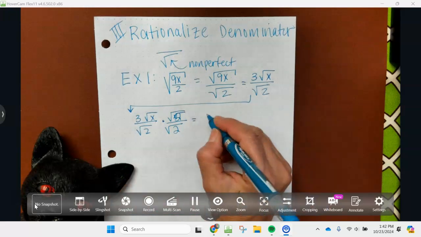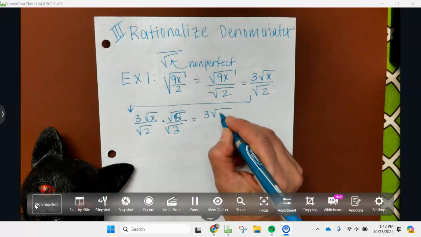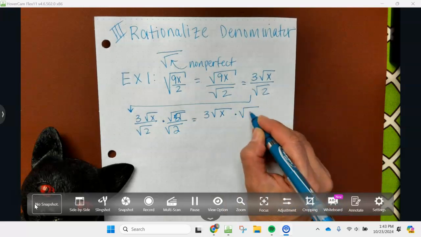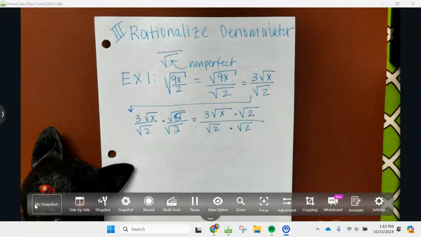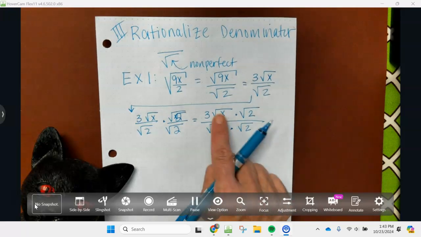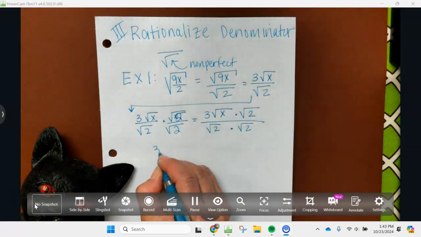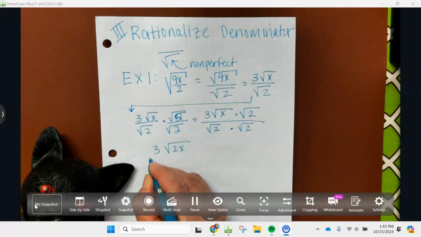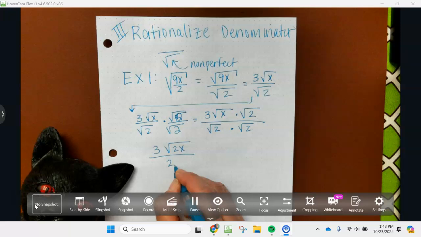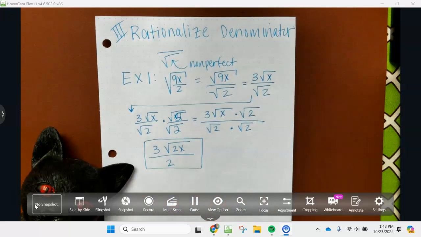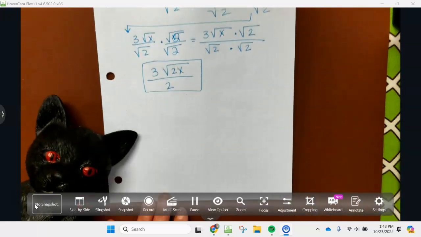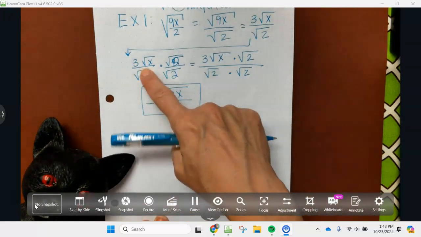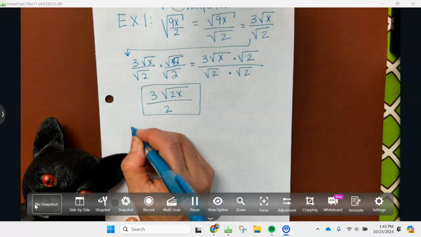So when we multiply straight across, this is going to be 3 times the root of x times the root of 2 over root 2 times root 2. All right, so we're going to clean up the top. We're going to put the 2 and the x together. And again, neither one of those are perfect, so it stays exactly how it is. Root 2 times root 2 is just this. All right, so let's look at one more example, and then if you know the little shortcut on this, by all means use it. You're going to get pretty comfortable with this, where you're going to go from here straight to here for sure. All right, let's look at example 2.